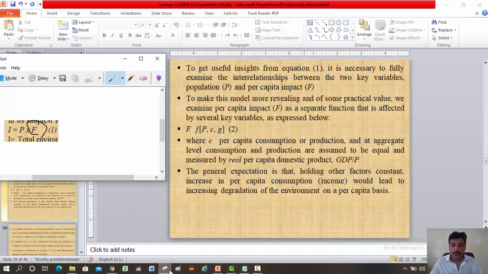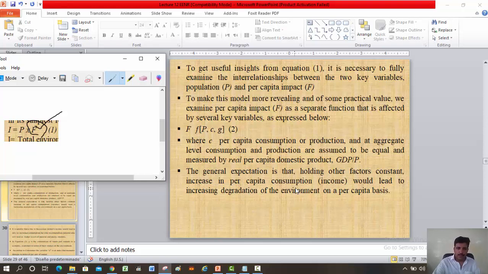To get the insights of this equation, let us study the P and F more comprehensively. To make this model more revealing and of some particular value, we examine per capita impact, the F, as a separate function that is affected by several key variables. Now we go into the details of this F, and it is assumed by the Neo-Malthusians that this F, this per capita environmental damage, is affected by a number of other factors.